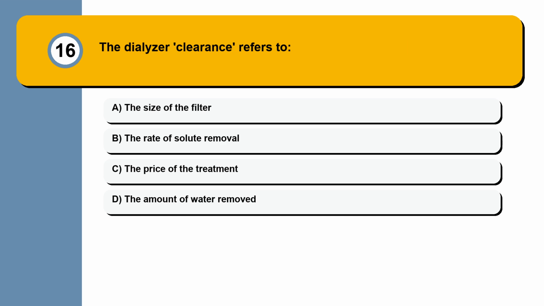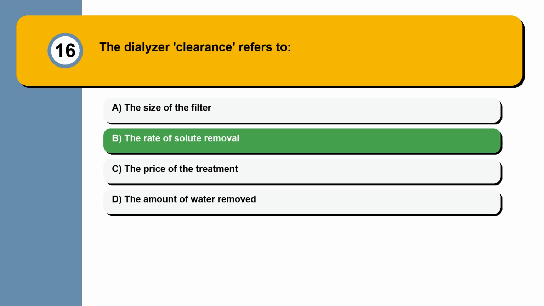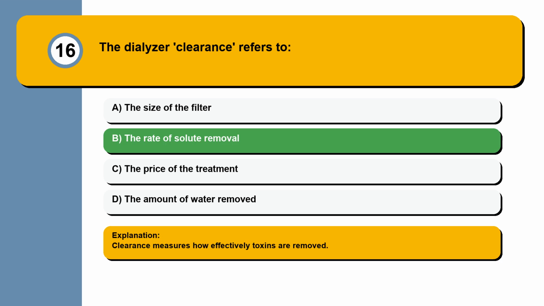Question 16. The dialyzer clearance refers to: the size of the filter, the rate of solute removal, the price of the treatment, the amount of water removed. Clearance measures how effectively toxins are removed.